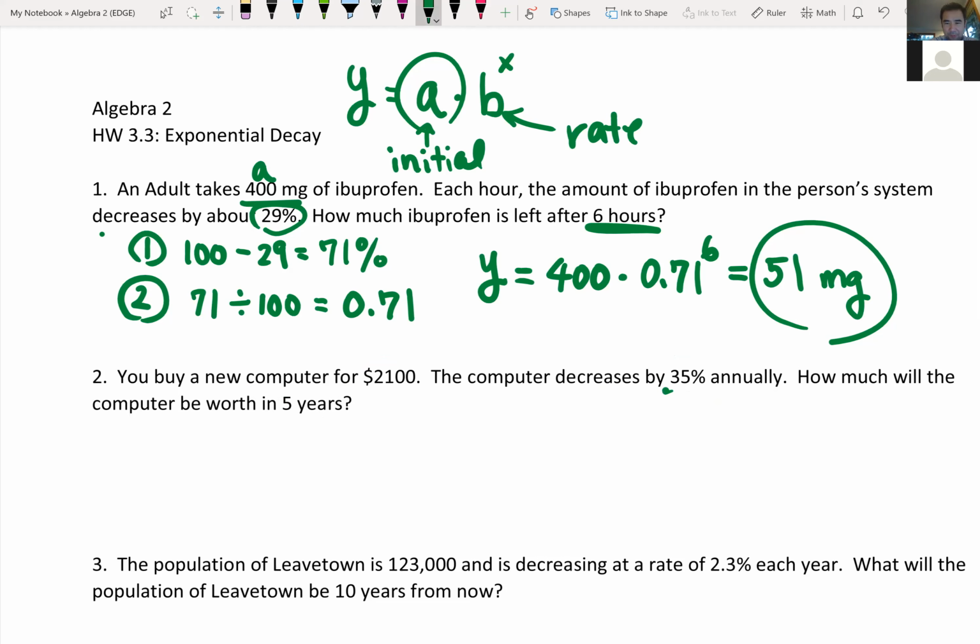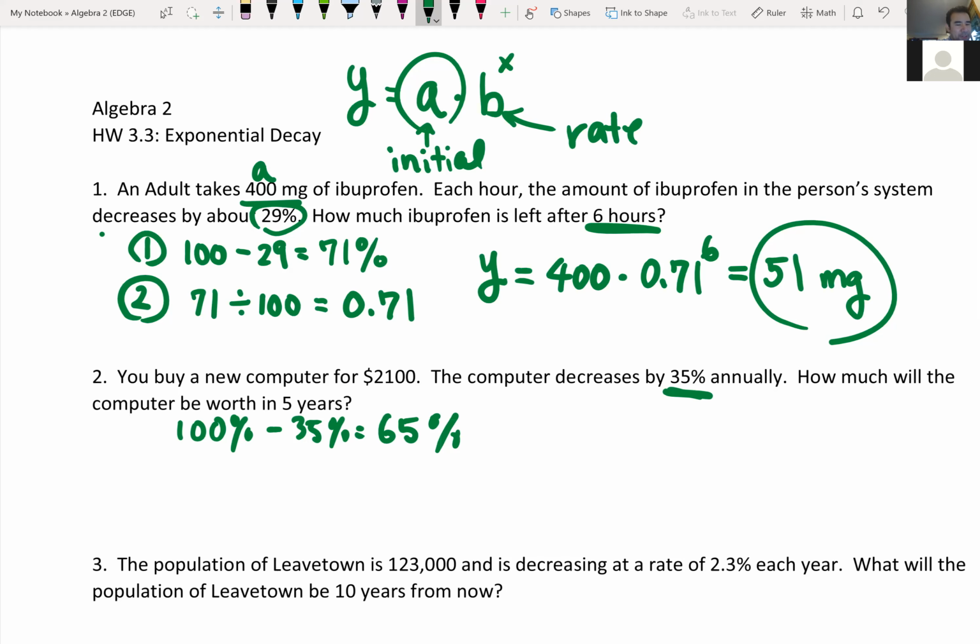So the first step is we need to treat that 35%. Are you guys all done with this question? Sorry if I interrupted you. You have to, again, first subtract 35 from 100. And that will be what? 65%. The rate of retention is only 65%. You only retain 65% of the value next year and the year after that.